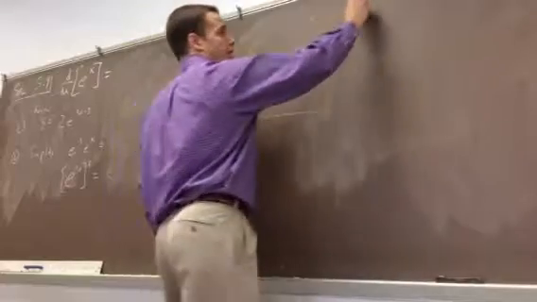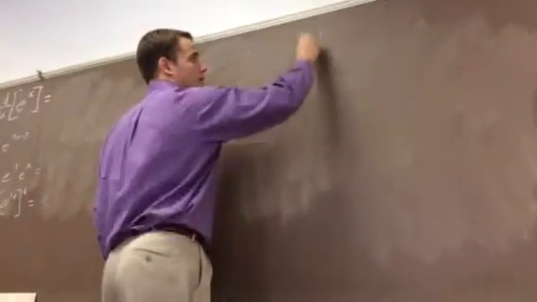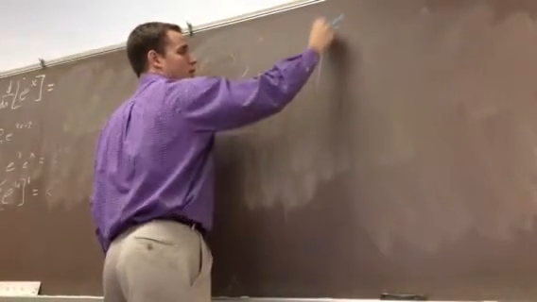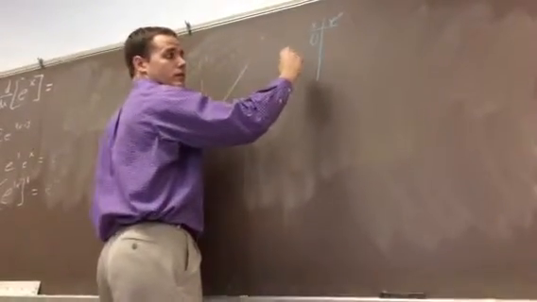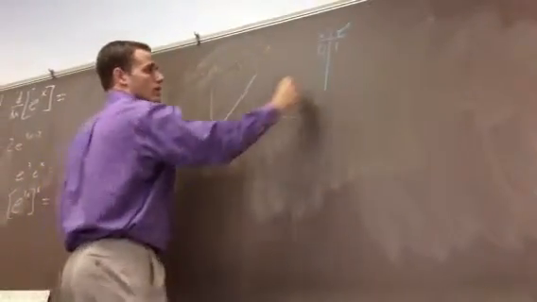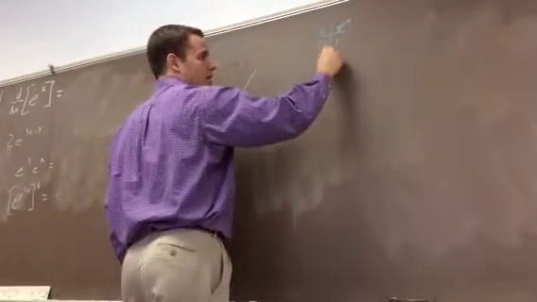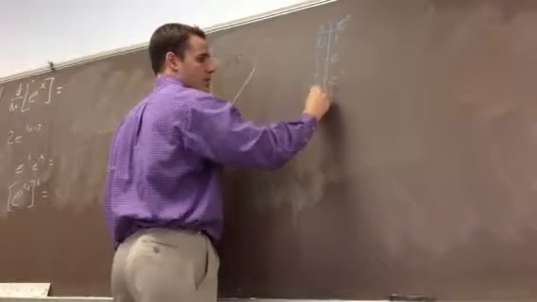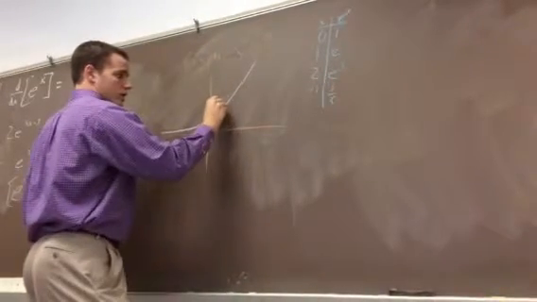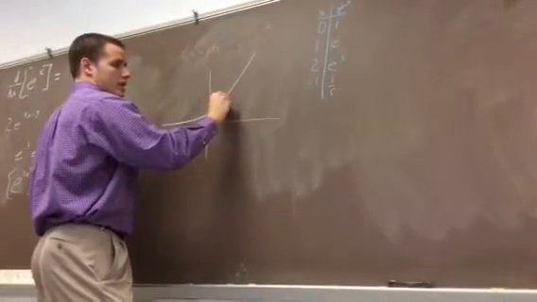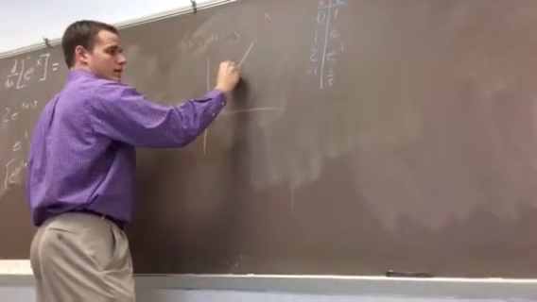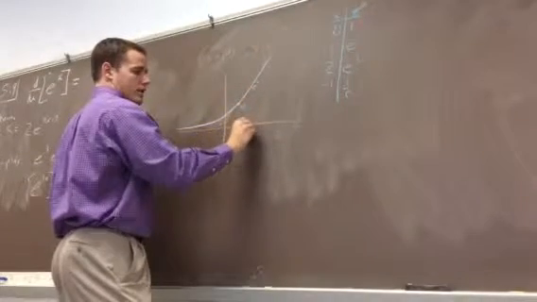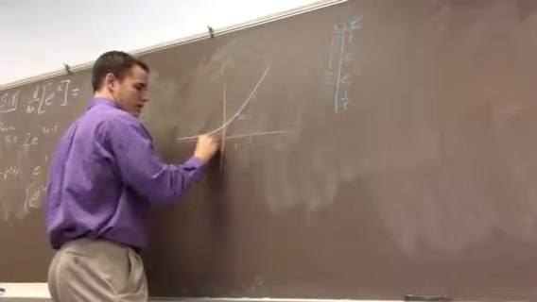Now, just for a quick reminder here, when x is 0, e to the x would be what? 1. When x is 1, e to the x would be e, right? When x is 2, it's going to be e squared, and at negative 1, it would be 1 over e. So this would be e, this would be e squared. Here's 1, here's 2, here's negative 1.